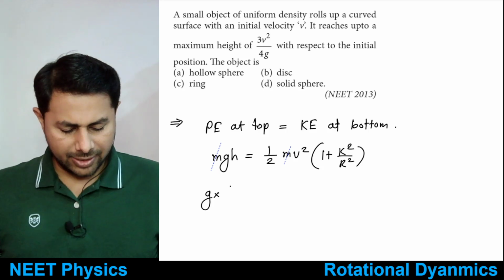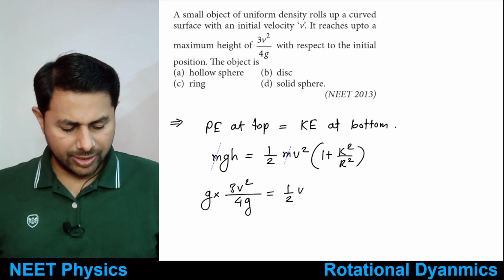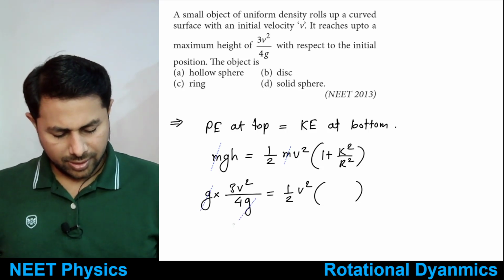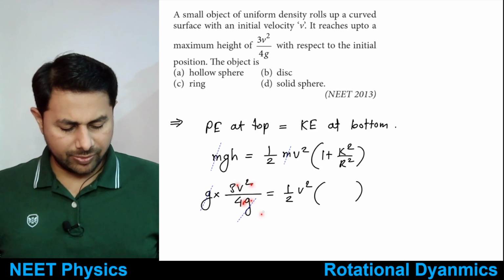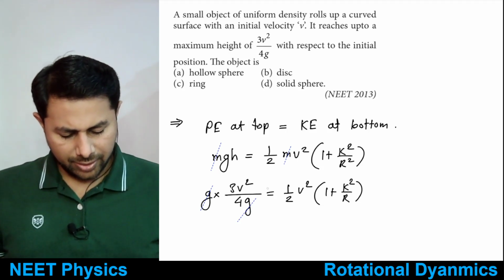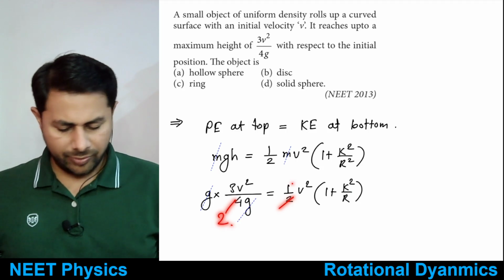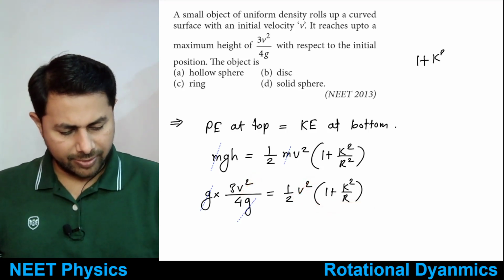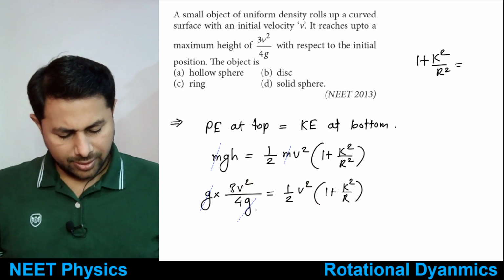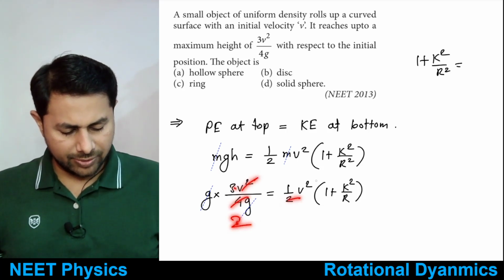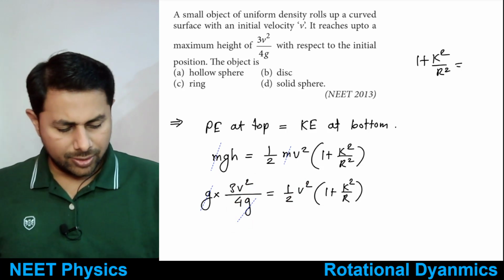So g multiplied by h is 3v square divided by 4g, that is equal to half of v square times this thing. So g and g get cancelled. So this is 3 by 4 v square, and 1 plus k square by r square. Then you can divide this by 2. So v square and v square also get cancelled. You get 1 plus k square by r square is equal to 3 by 2, because this thing becomes 3 by 2, v square cancelled.